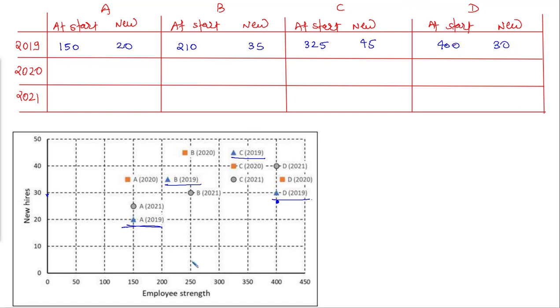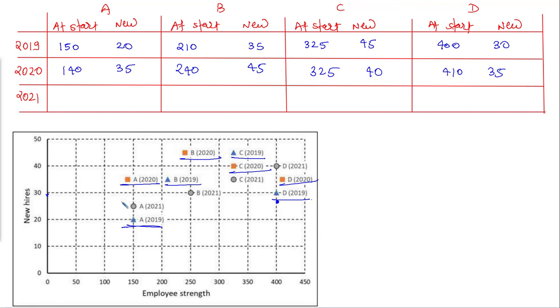For 2020, the data points are represented by using orange color. For company A it is 150 at the start and 35 newly joined. For company B it is 240 and 45. For company C it is 325 and 40. For company D it is 410 and 35.